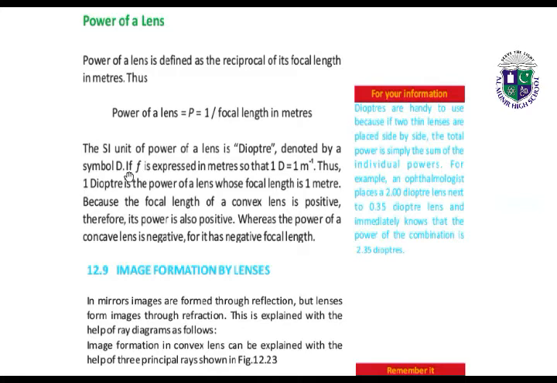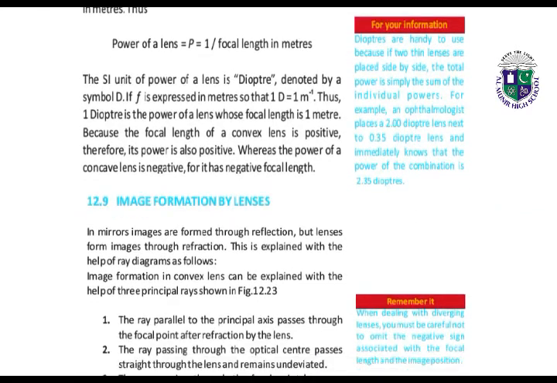Diopter is denoted by symbol D if f is expressed in meters, so that 1 D is equal to 1 per meter. Thus 1 diopter is the power of a lens whose focal length is 1 meter. Because the focal length of a convex lens is positive, therefore its power is also positive, whereas the power of the concave lens is negative, for it has negative focal length. So it is vice versa.